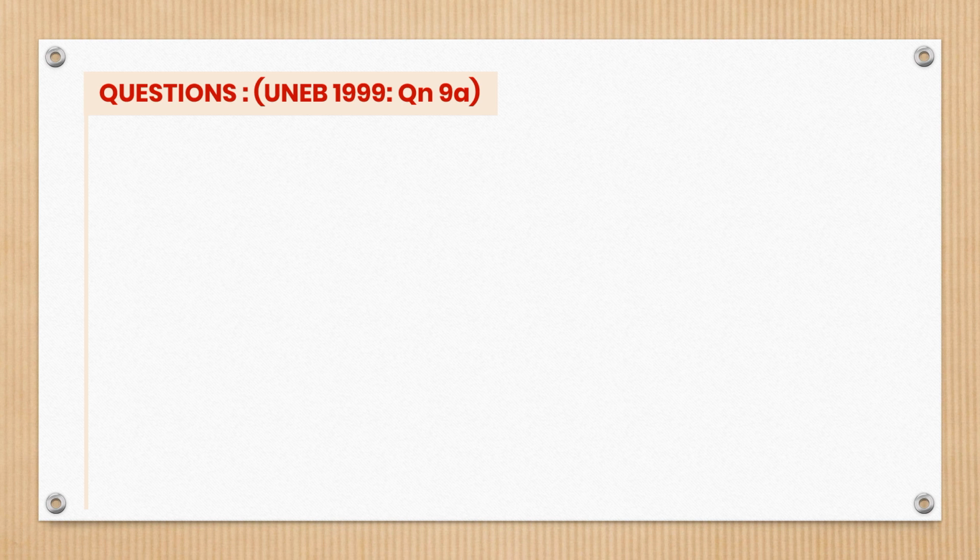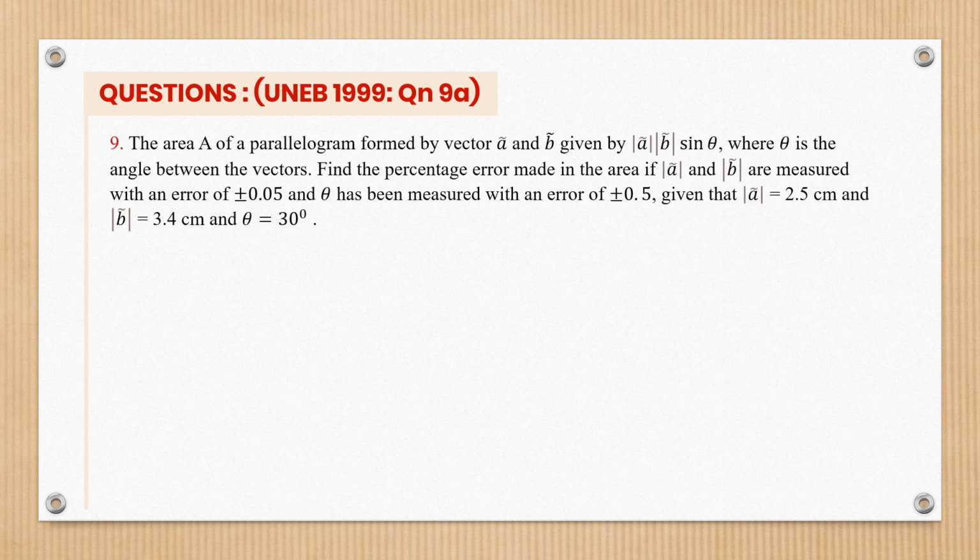The next question is a question from UNEB 1999, and this was question 9A. So being told that the area A of a parallelogram formed by vectors A and B is given by A times B sine theta, where theta is the angle between the vectors. Find the percentage error made in the area if A and B are measured with an error of 0.05 and theta has been measured with an error of 0.5. Given that A is 2.5 and B is 3.4 centimeters and theta is 30 degrees.